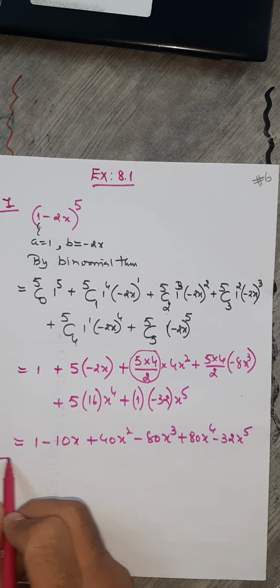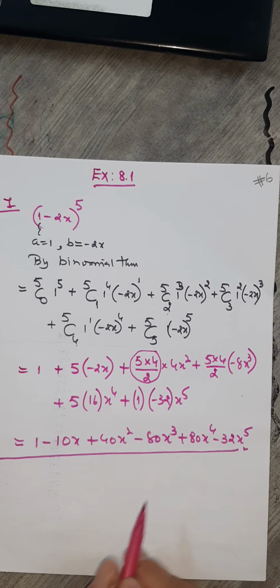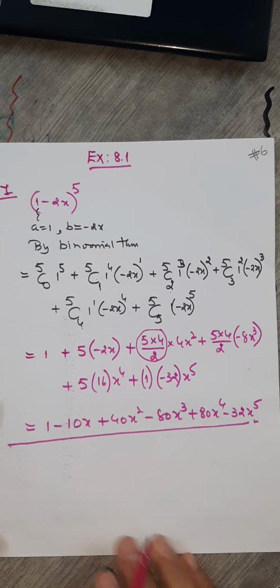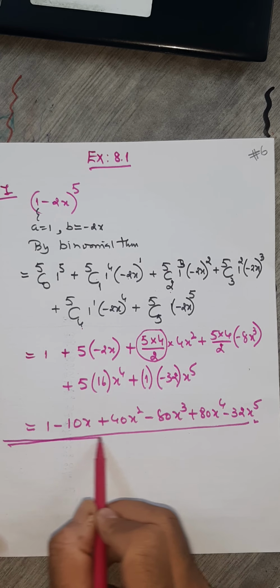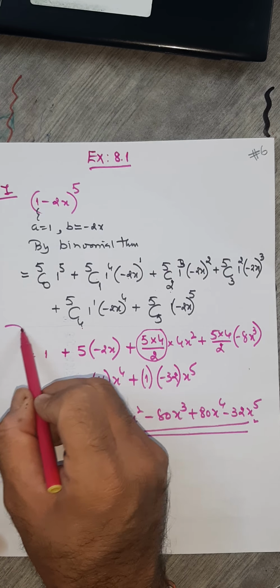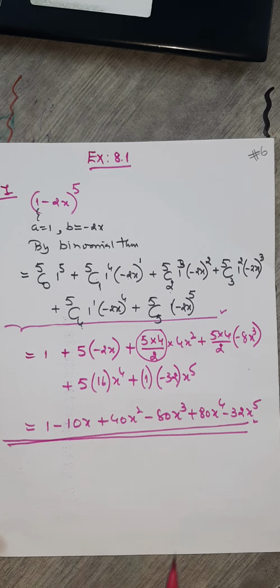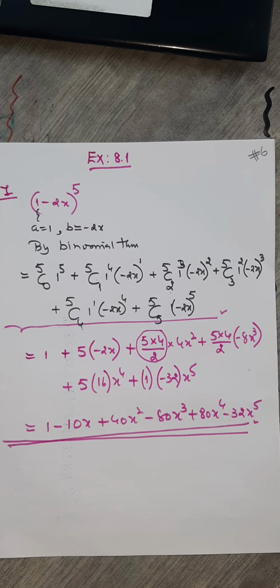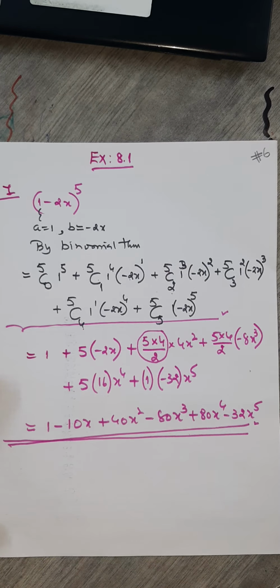You need to be a little careful when you do the simplification. There should not be any algebraic mistake, remember. I hope the first step is clear to you. This is just the binomial theorem. Then this is just a simplification, remember.